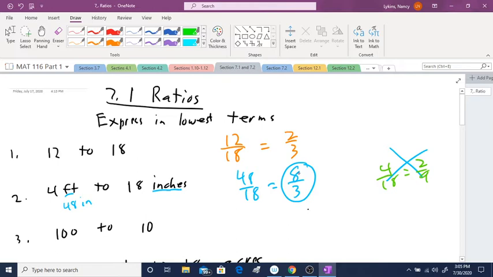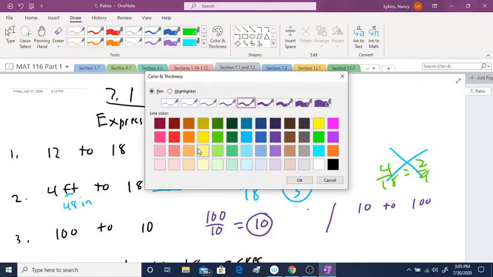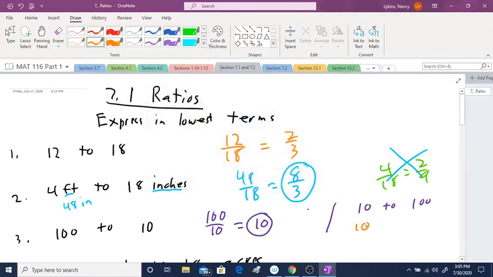The next one is 100 to 10. So that is 100 over 10, which means that is 10. Now let's just say, for instance, this is not it, but let's just say if it was 10 to 100. Then what you would say is you would go 10 over 100 and then reduce it to 10 goes into itself one time, 10 goes into 100 10 times.